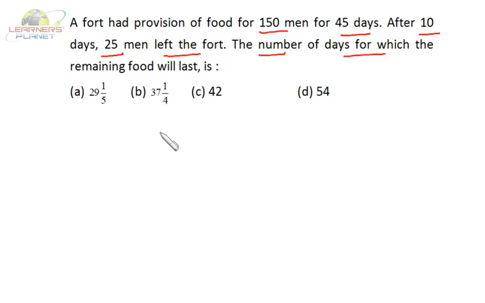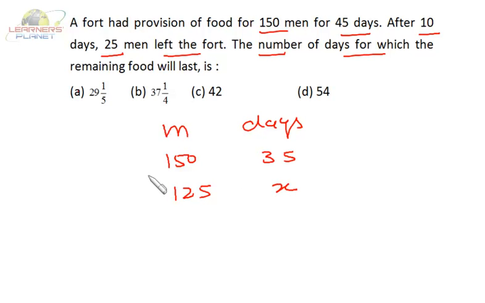Okay. So what is the present situation? Men and days. Now we are having the food for 150 men for 35 days, since for 10 days they have already had their food. Now 25 persons are leaving. That means now we are having 125 persons. Then the food will last for say x days.